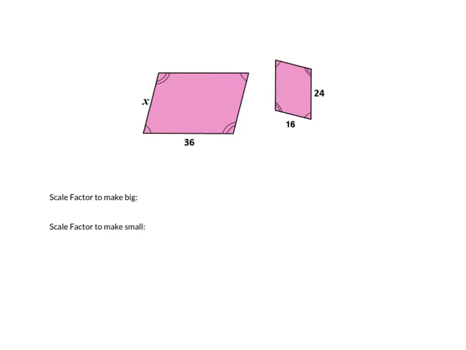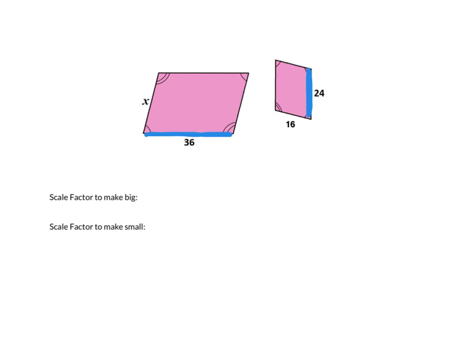The first thing we need to do in order to find the scale factors to make big or small is to identify corresponding sides. So when we look at this picture, I'm noticing that the 36 on this parallelogram is the longer of the two sides. So 36 is the long side. It's going to correspond to 24 over here because 24 is the longer side there.